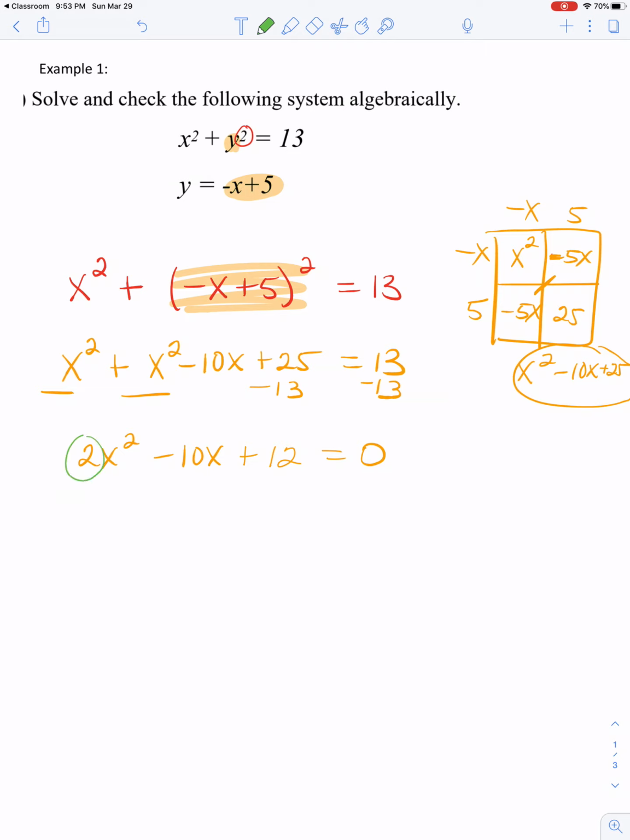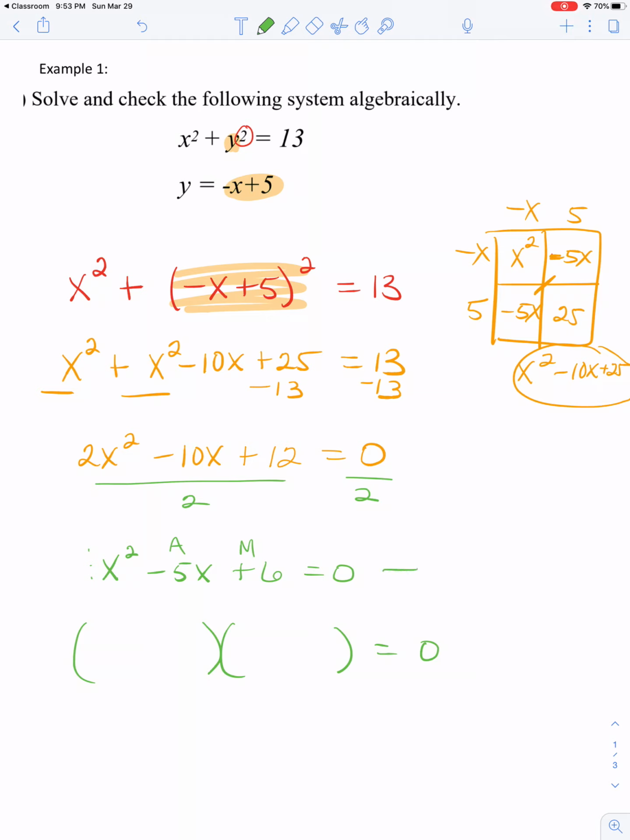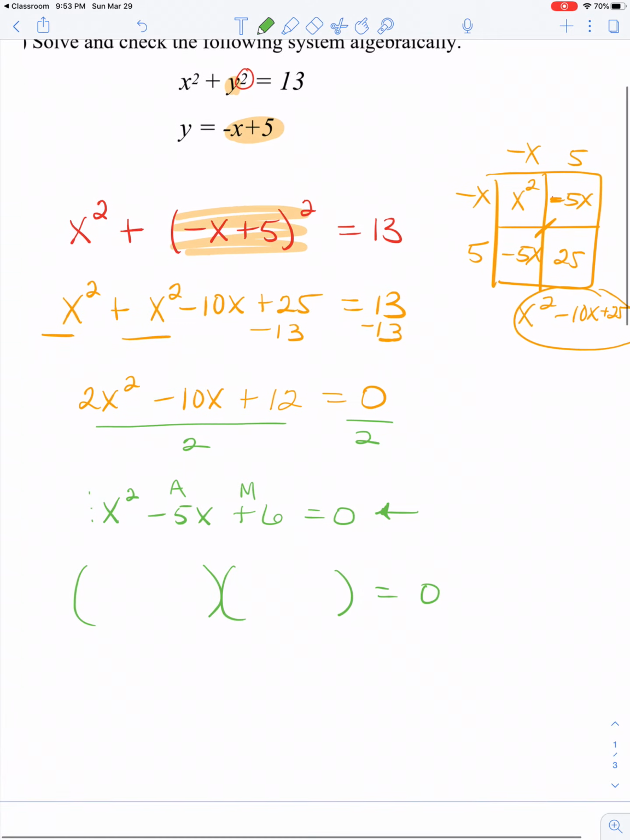I have this 2 in front of the x squared, which could make things difficult, but if you notice, we could divide both sides by 2. So now we'll get rid of that leading coefficient, because I'll get x squared minus 5x plus 6 equal to 0. And now I have a simple quadratic equation that's add multiply that has a 1 in front of the x squared. So you could use the add multiply or sum product, or you could graph this polynomial and find the two roots where the graph crosses the x-axis.